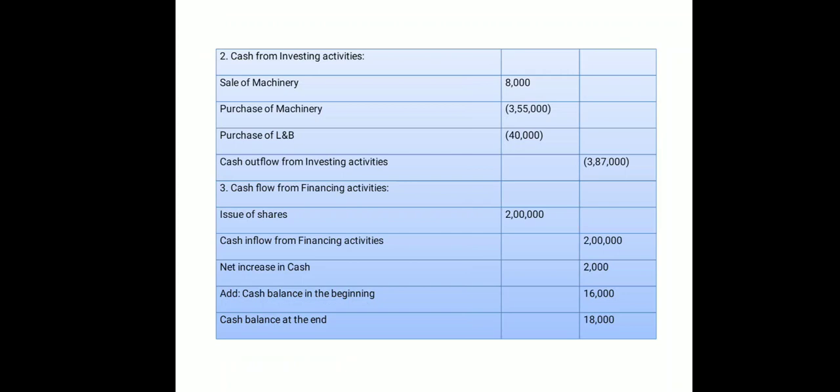So this is the full way how we need to prepare the cash flow statement. So go with this, try to understand.